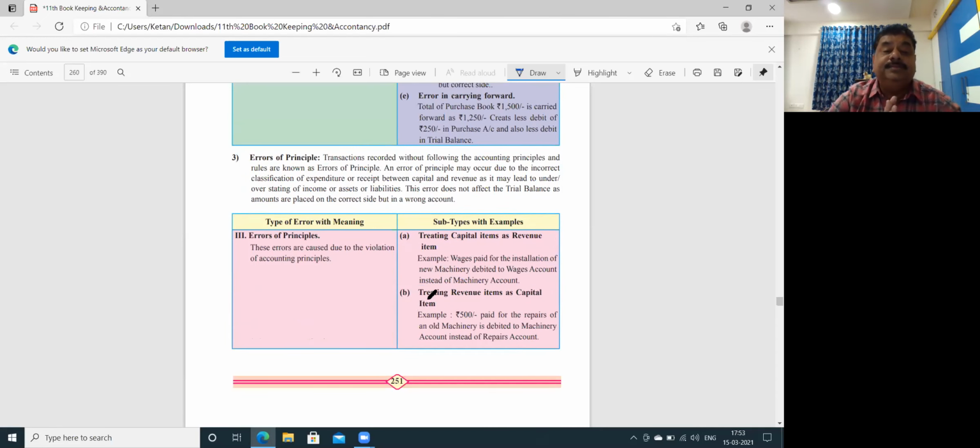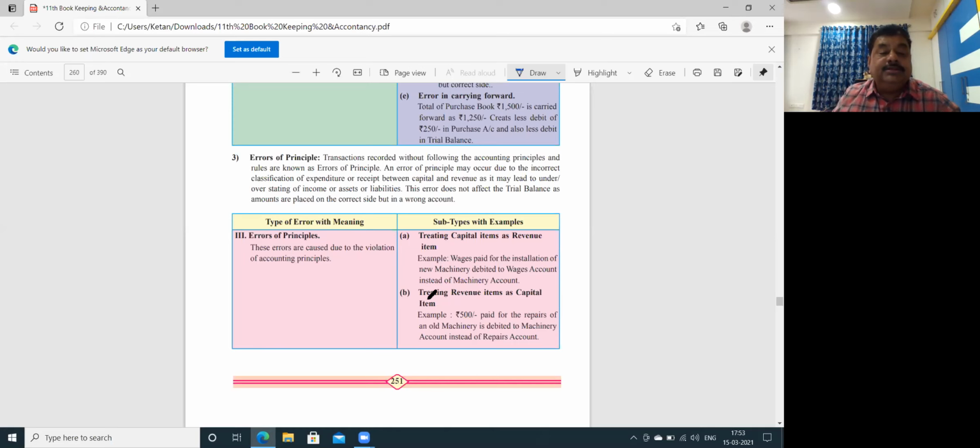Errors of principles. Transactions recorded without following the accounting principles and rules are known as errors of principle. An error of principle may occur due to the incorrect classification of expenditure or receipt between capital and revenue, as it may lead under overstating of the income or asset liabilities. This error does not affect the trial balance, okay, as amounts are placed on the correct side but in the wrong account. Account wrong hai. Okay, amounts are correct.